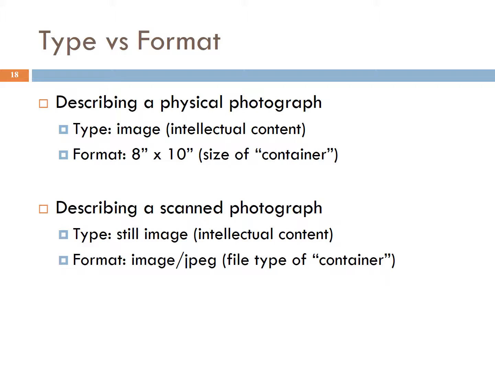Okay, so what I was just talking about lays it out for you on the slide. For describing a physical photograph, type is image, format would be 8 by 10, the size of the container. And a scanned photograph, you could use image, because remember that is one of the values in the controlled vocabulary that we would use for this field, but even more precise would be still image, and then the format would be image/JPEG.